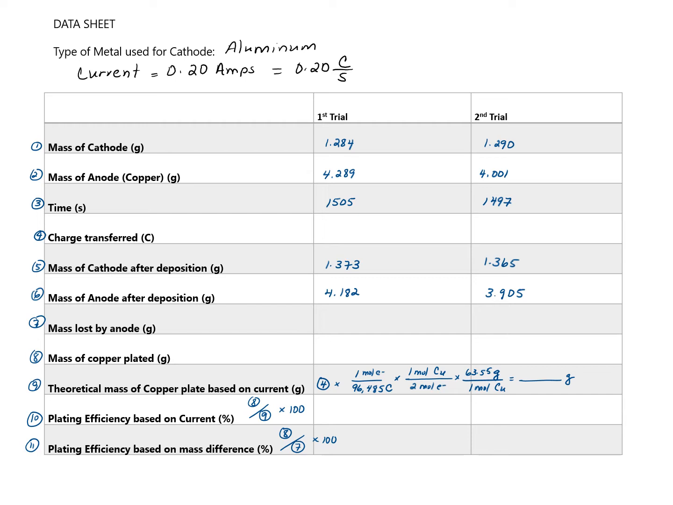Number 3 is the time that the experiment is running for. We're using something close to 25 minutes, but we need that number in seconds, so we can use that amount of time to calculate the charge transfer. The first calculation that we have to do is get that charge transfer, how much charge is being transferred in the experiment. To get that number, we multiply the current times number 3, which is the time in seconds.